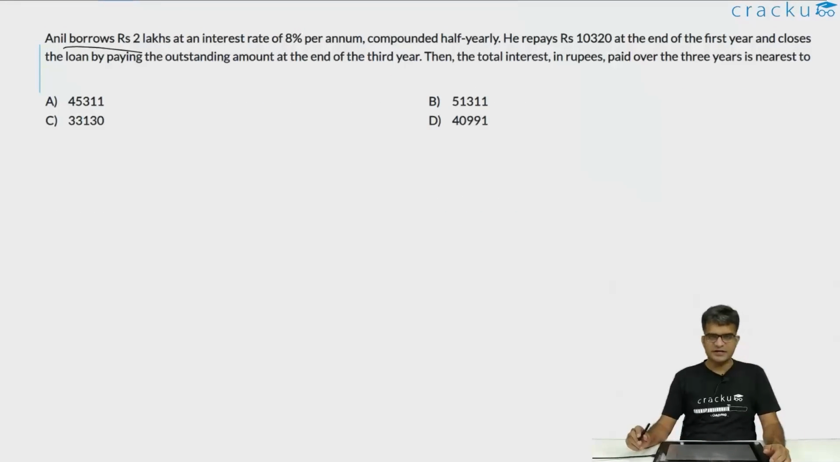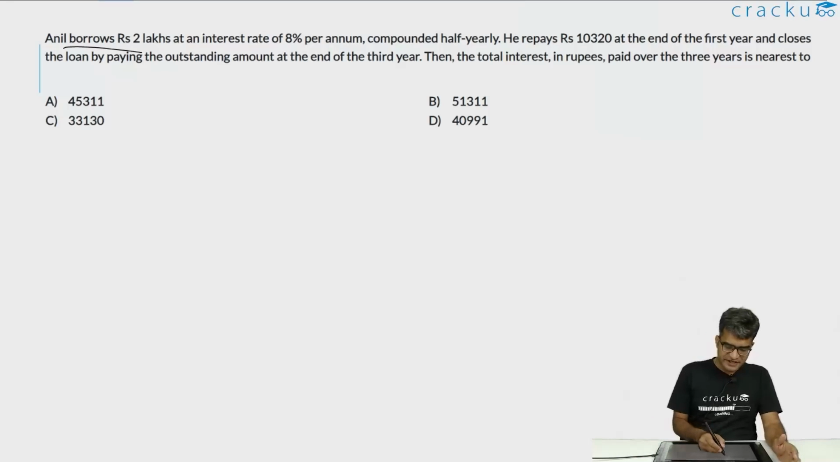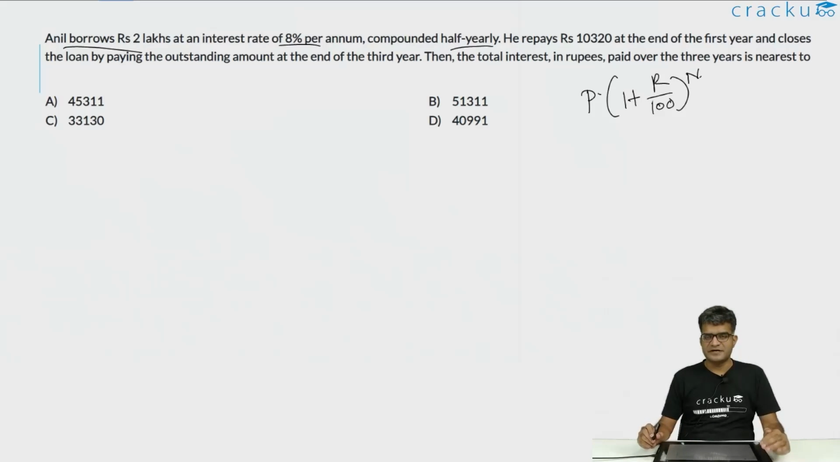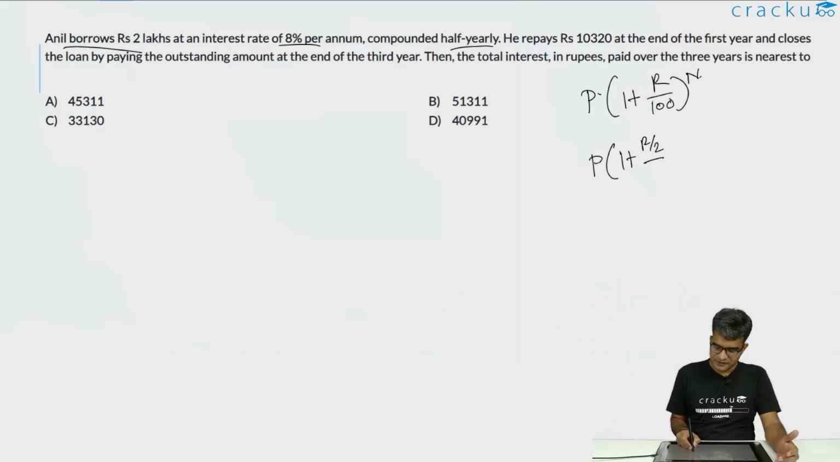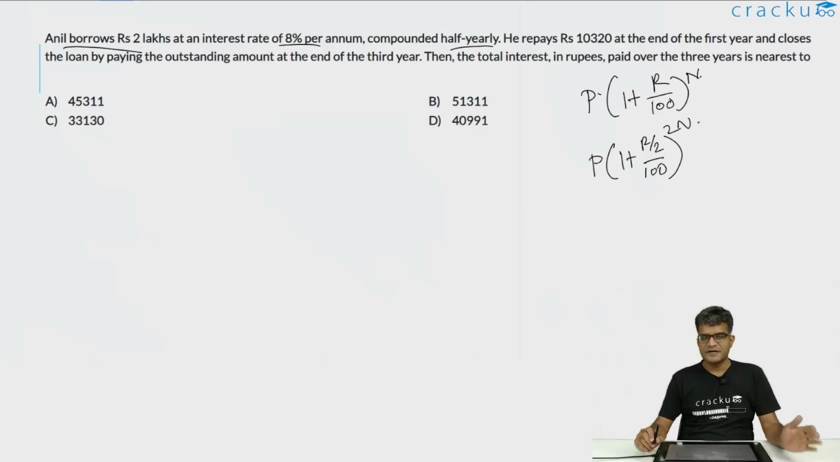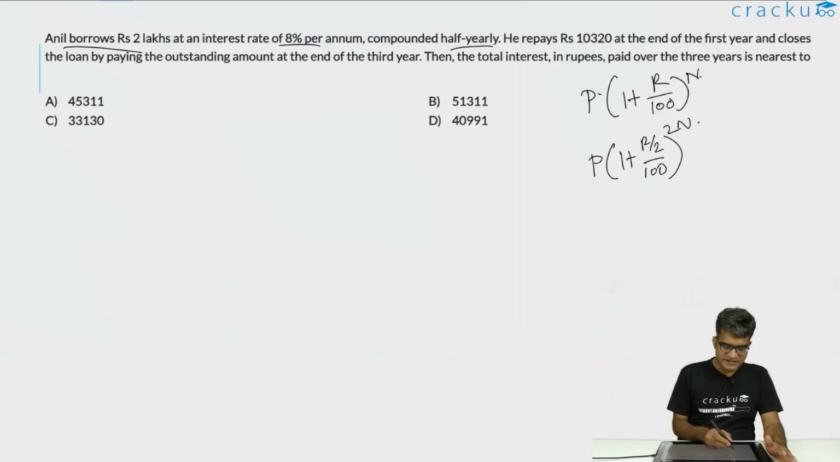In this question, we are told that Anil borrows 2 lakhs at a rate of interest of 8% per annum, but this is compounded half yearly. So if you have a principal, which is P, and the rate of interest is R% compounded annually, the total amount will be P into 1 plus R by 100 whole to the power N. But if this is compounded semi-annually, we have to divide the rate of interest by 2 and we have to multiply the time period with 2. So the total amount will be P into 1 plus R by 2 divided by 100 whole to the power 2N.